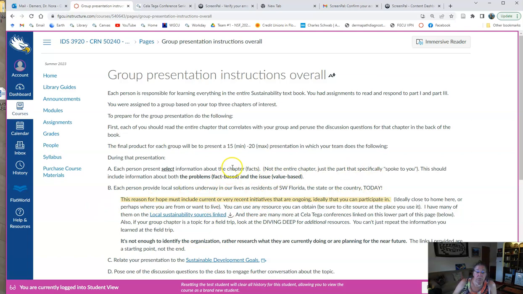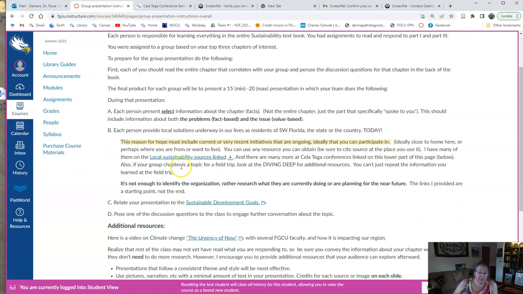The facts that the book gives are on a global scale. Find through the discussion points things that you want to learn about our local environment. And then you want to find those local solutions that are underway. You are not in this alone. That's a big theme of the course. And I've put together a number of resources for you. That is this link, local sustainability sources.